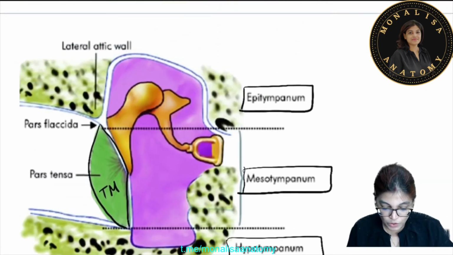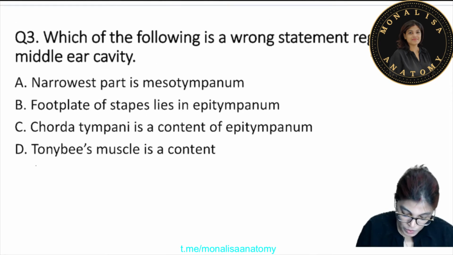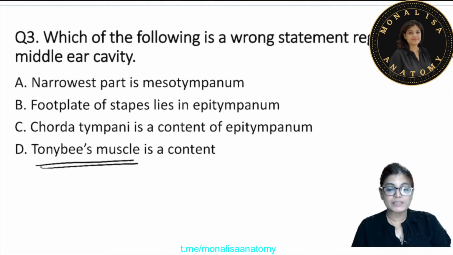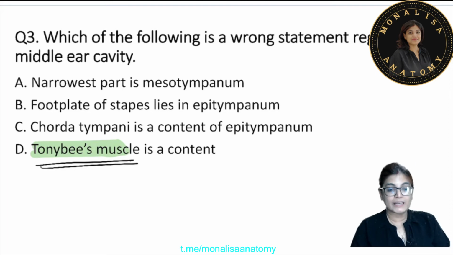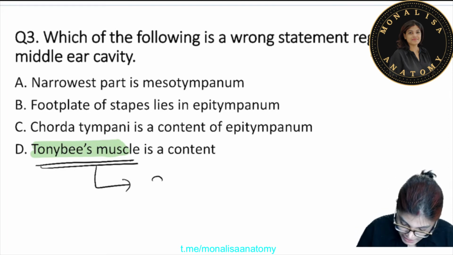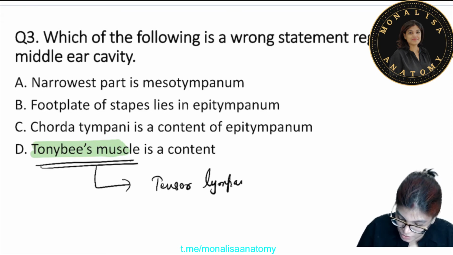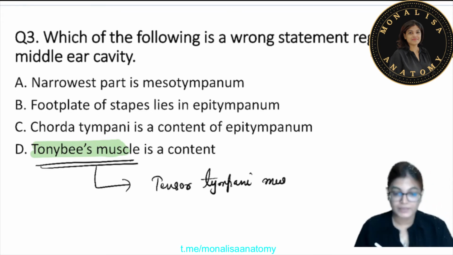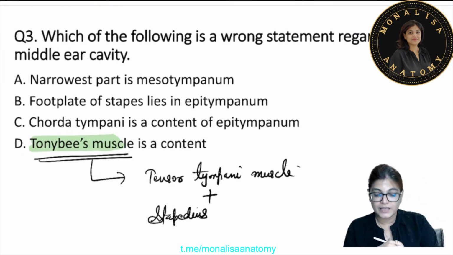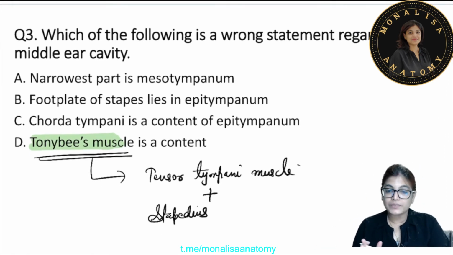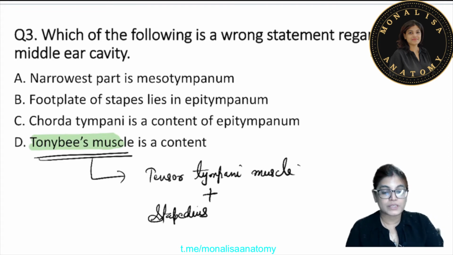Now one more thing which was given in the MCQ was Toynbee's muscle. Toynbee's muscle means the tensor tympani muscle. The two important muscles of the middle ear cavity are tensor tympani and the stapedius muscle, which are required for dampening the loud sound coming inside the middle ear cavity. So we are done with the explanation, and now let's see which is the correct option.